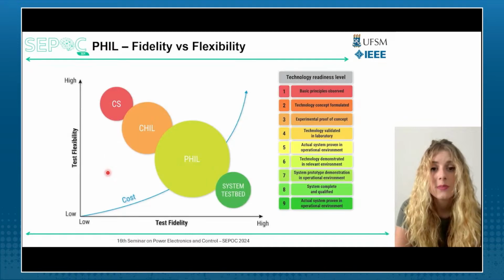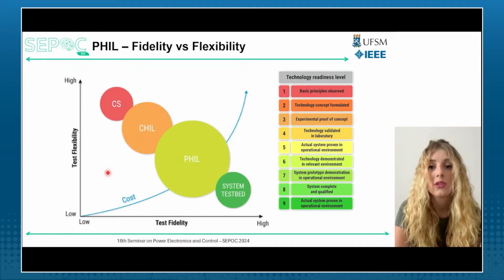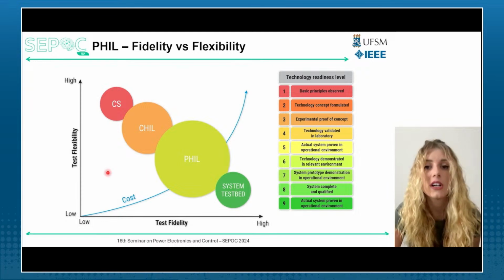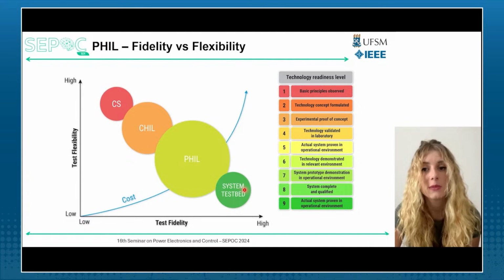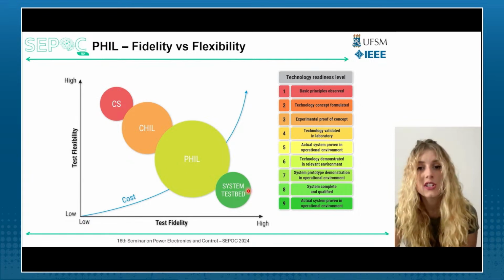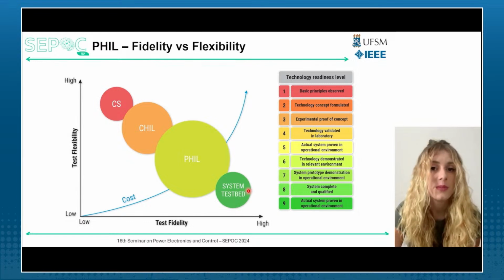So where do we see power hardware in the loop in terms of fidelity and flexibility? Basically, on this slide you can see that we can have computer simulation, control hardware in the loop, power hardware in the loop, and system testbed. And we observe these different configurations in terms of flexibility and fidelity.